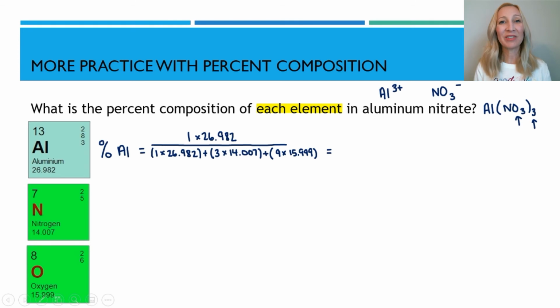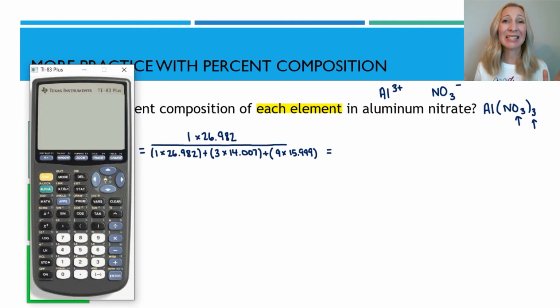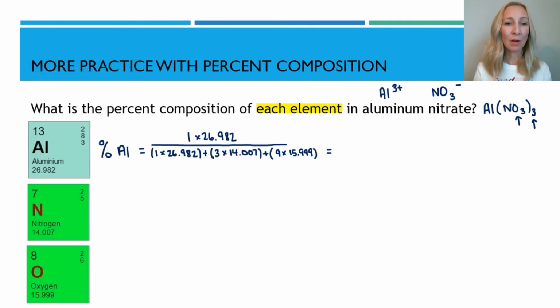What I'm going to do first when I do this calculation is I'm going to do the entire denominator first. And the reason is because I know I'm going to need that denominator number in future calculations. So rather than having to type in this whole thing multiple times, I'm going to figure out what that denominator is first. So the denominator, all of that bottom stuff, is 212.994. I'll come back to that and I'll need it.